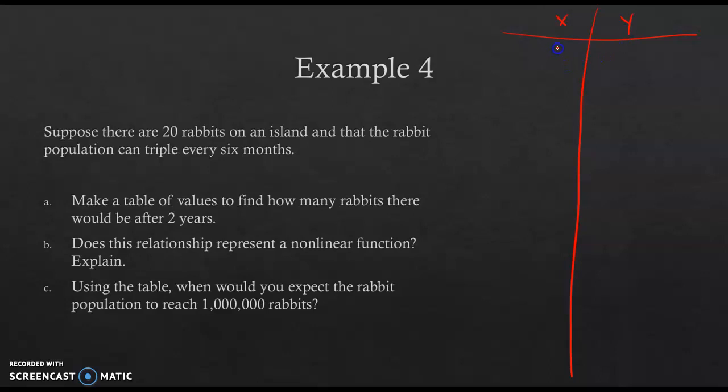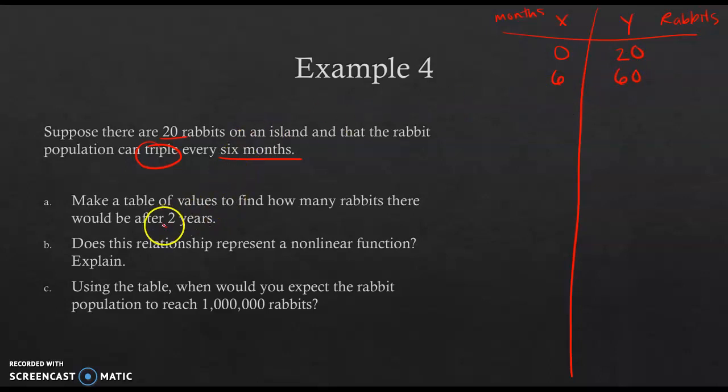All right, so starting off, there are 20 rabbits on an island. So 0 months, 20, and so this is months, just so that we realize, and this is rabbits. So 0 months, we have 20 rabbits. Every 6 months, we triple. So we're going to do 6 months, and then we're going to take 3 times 20, because that's what triple means, and we get 60.